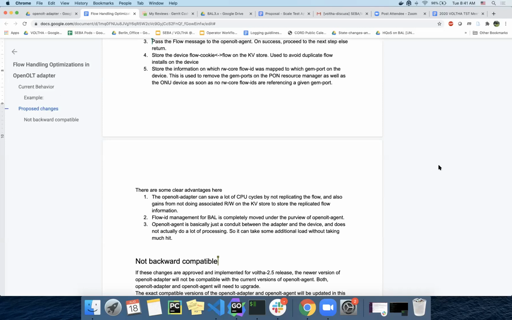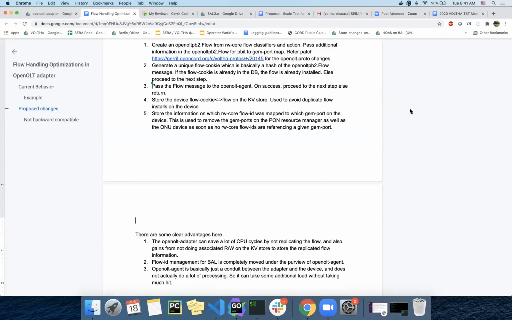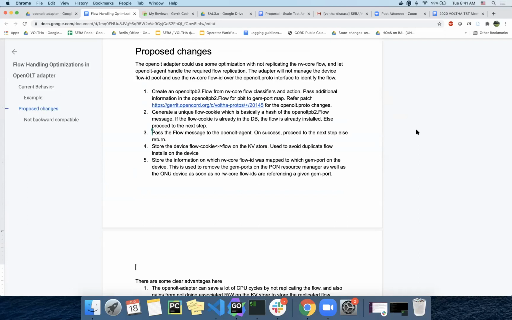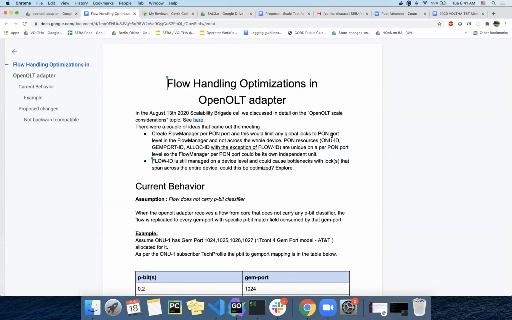I think it makes sense. Thanks, David. Thanks, everyone. Yeah, so, makes sense to me too. Was there any proof of concept trial on this? Yeah, we have proof of concept as in, the first part is already tested, moving the flow manager per PON port is already tested and is working on hardware. All the hardware and functional tests are working.